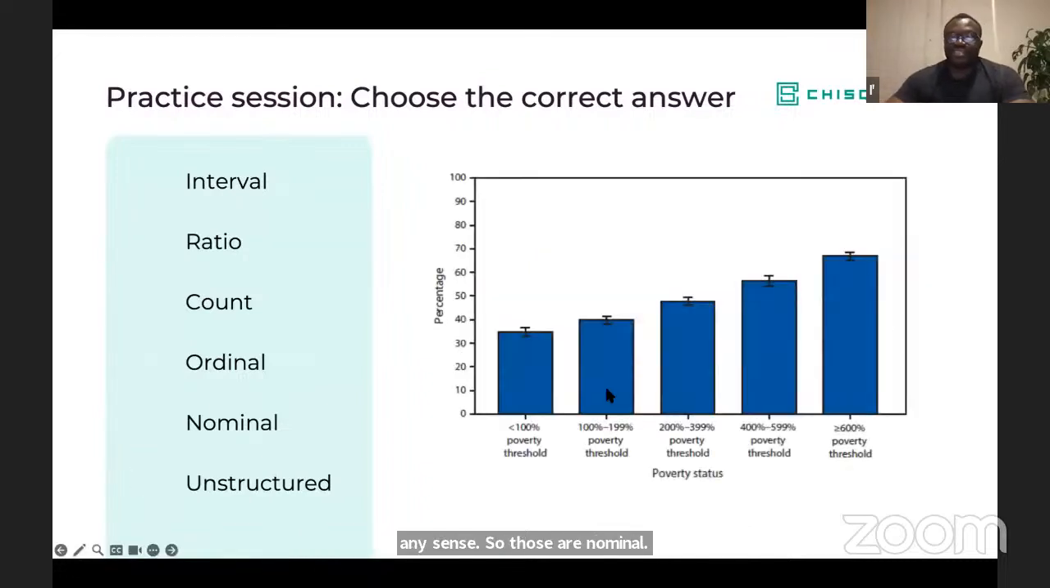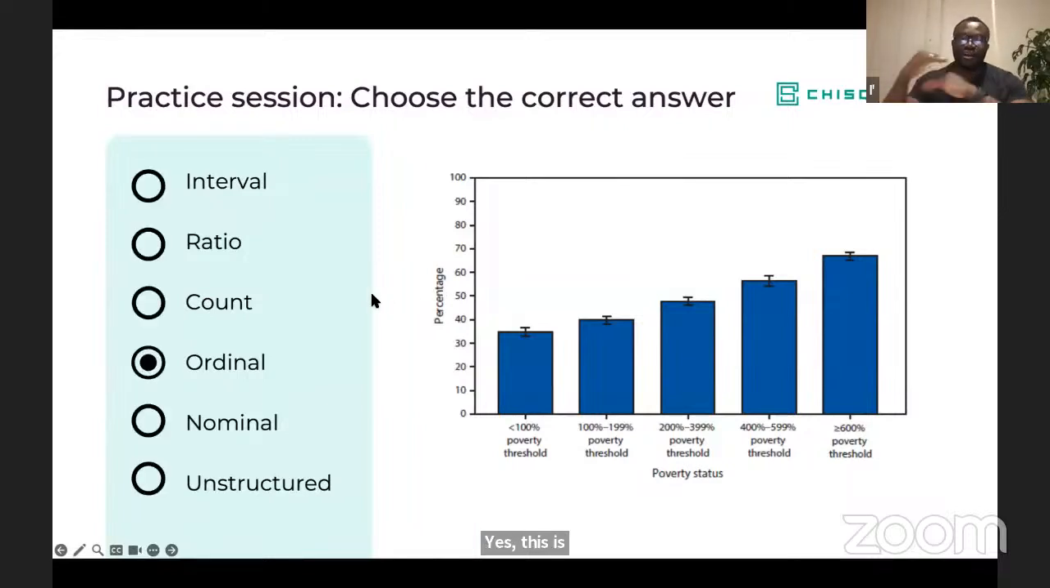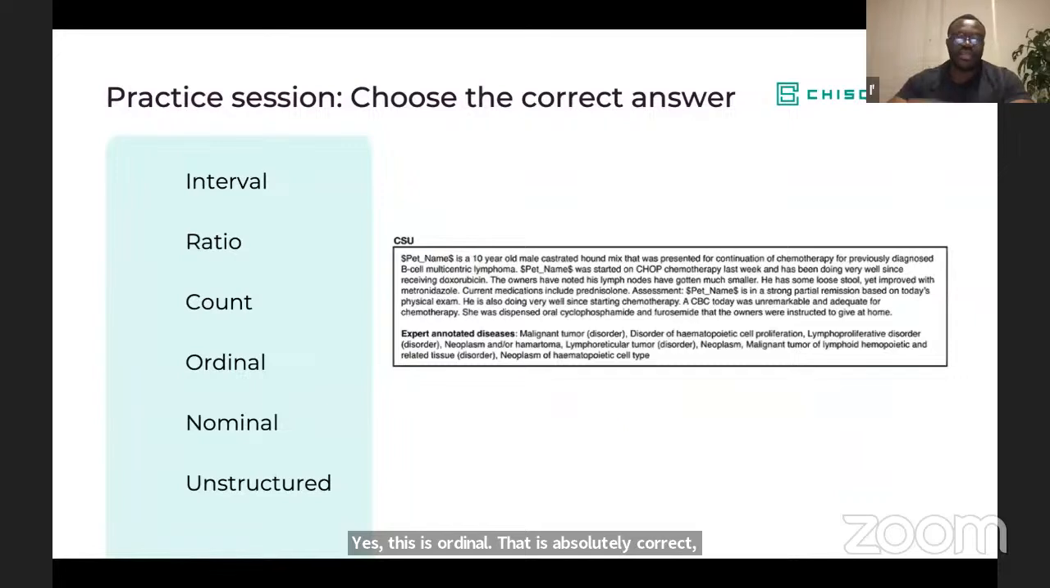What of this? This is talking about poverty thresholds or poverty groups. You have people at less than 100% of the poverty threshold. So think of poorest, poor, rich, richest, right? What will you classify this as? Yes, this is ordinal. That is absolutely correct, because there is an inherent ordering of the values. So that's ordinal.